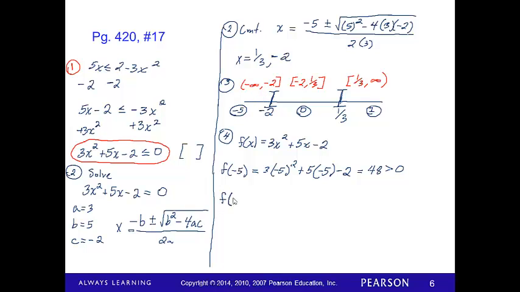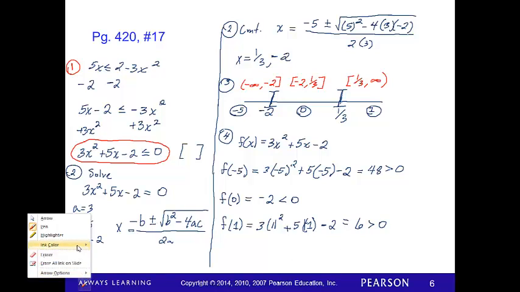So let's test the next one, f of 0. Well, I know that's just going to be negative 2, which is less than 0. So in the middle interval, f of x is negative, or less than 0. And then let's test the last test value. And let's see what we get. And we get 6, which is greater than 0.